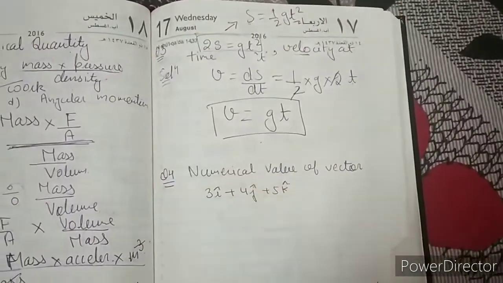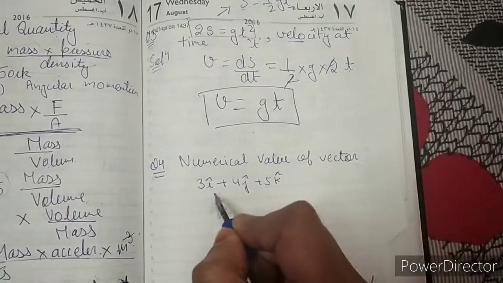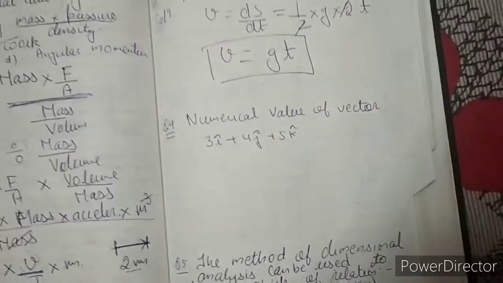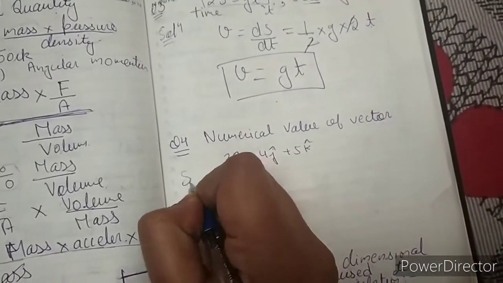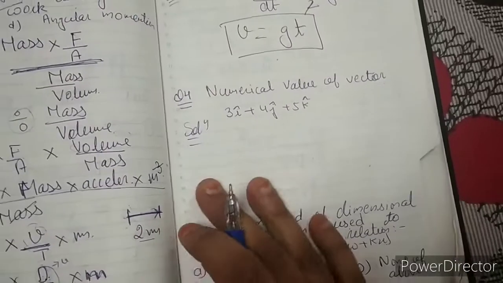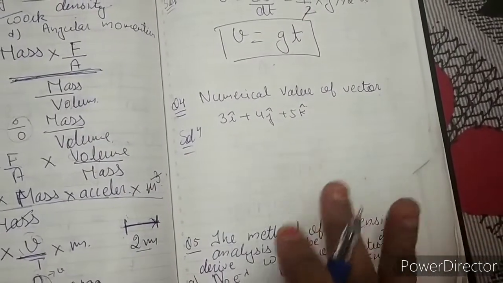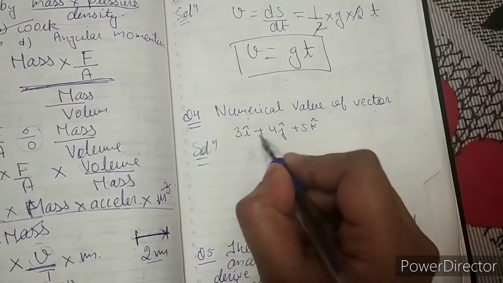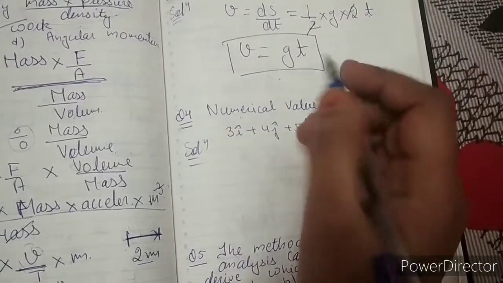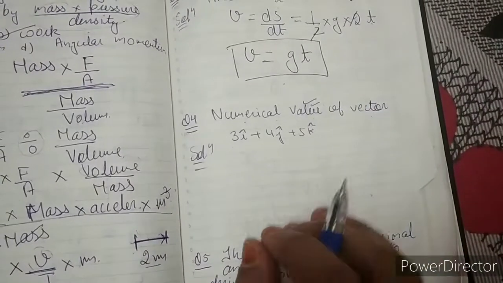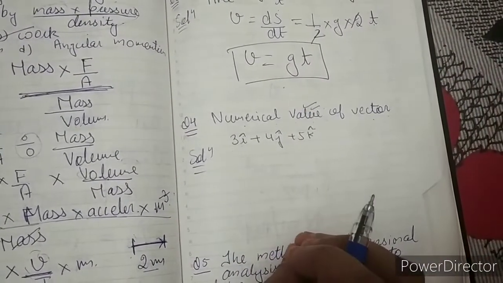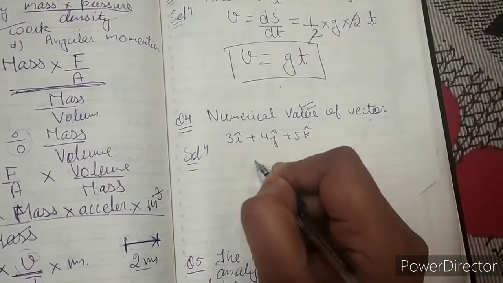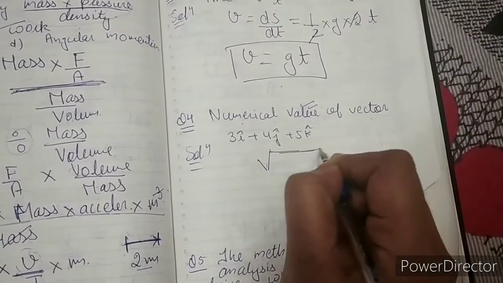Okay students, now question number 4. What is the numerical value of this vector? This was again a question where options were there, but I have not written them. So just have faith in me that I am doing it right, and you can check it also. Look, this is a vector. They want its value, or you can say its magnitude. As you know, you just have to do one thing: you have to square it.